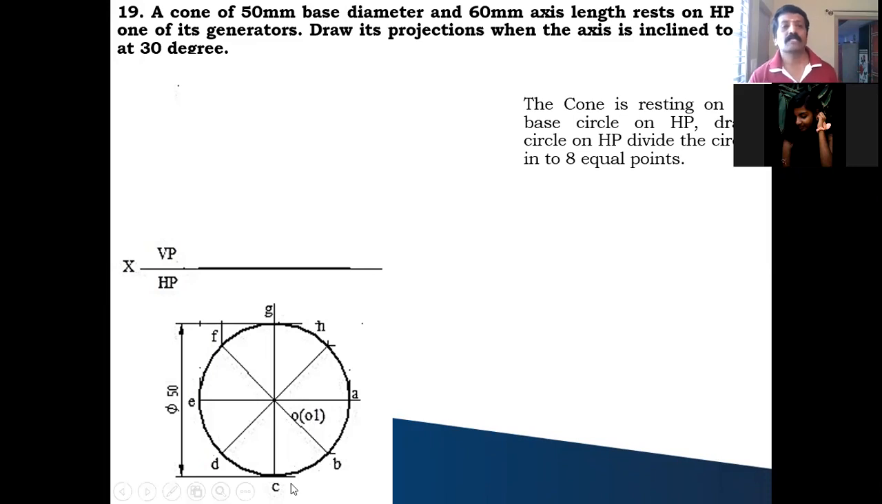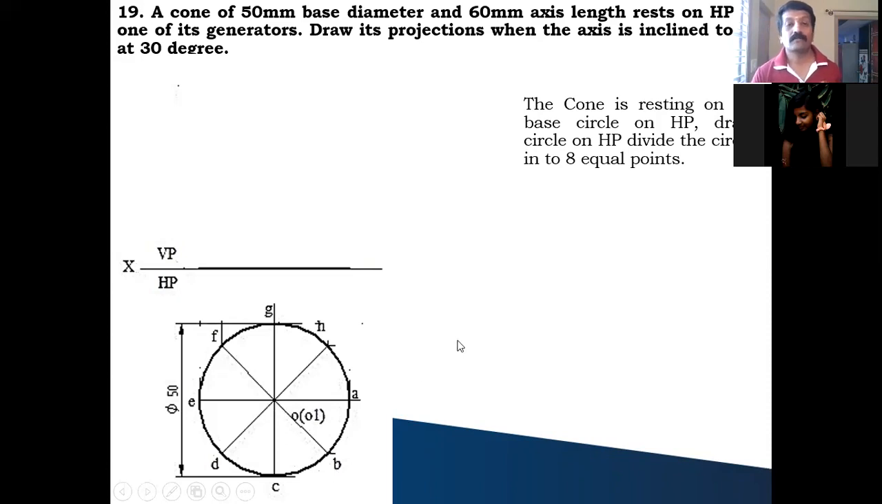Here also, as usual, you draw the top view, the circle. 50 millimeter diameter means you can take a 25 millimeter radius and draw the circle. Divide the circle into 8 equal parts. Name the points. And these lines should be as thin as possible. These are all construction lines to get the center.